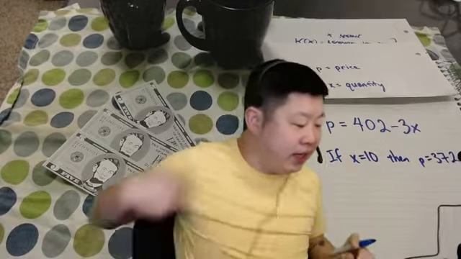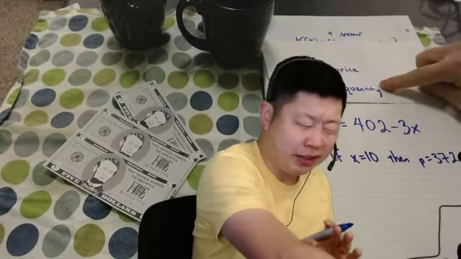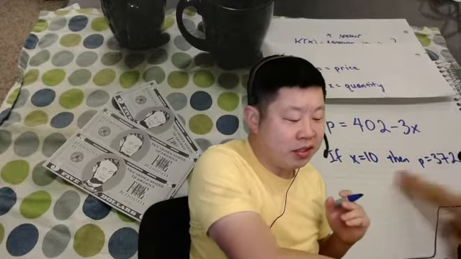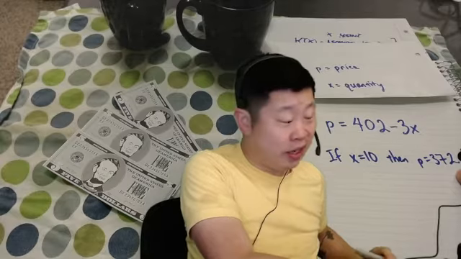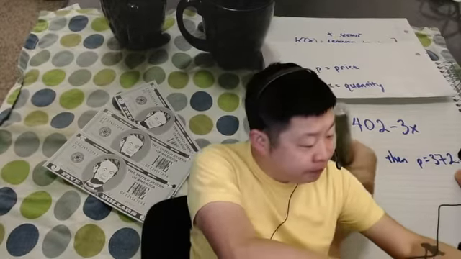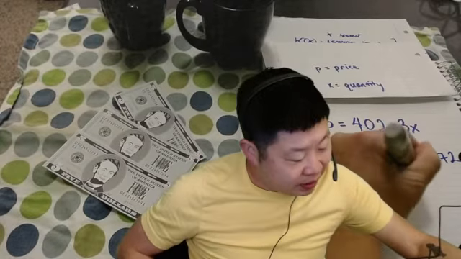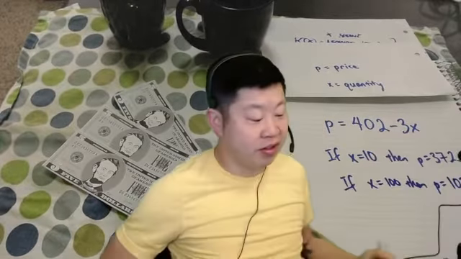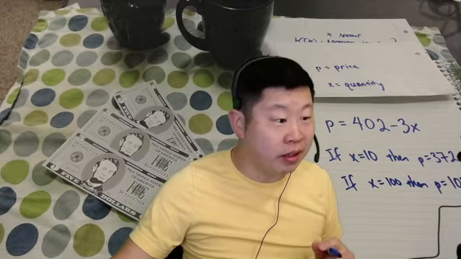So what this is saying is that if there are 10, is this dollars? This is not. This is quantity, so this is the number of items, number of mugs. If there are 10 mugs, then the price of each mug is $372. Kind of a pricey mug. It's not something that most people are probably going to spend money on. If x is instead equal to 100, then the price of each individual mug is $102. Still kind of pricey, probably not the kind of thing that people are going to spend money on.